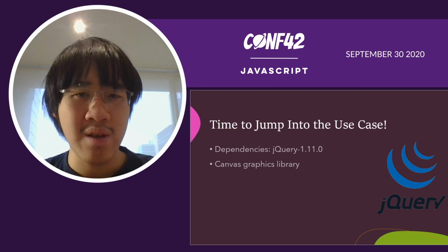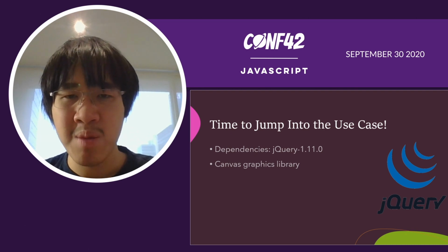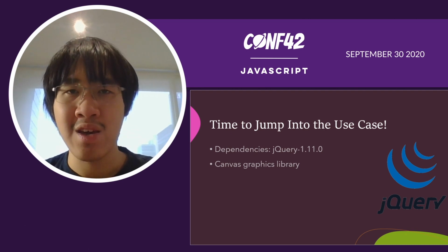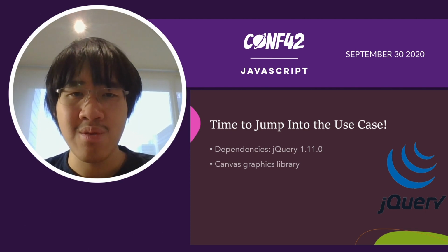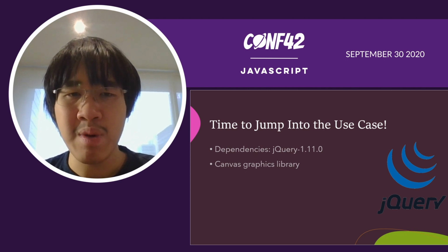As I said before as well, dependencies are definitely okay. You need to strive to use those kinds of implementations in order to make your life easier. As you can see over here, the dependencies I particularly use are jQuery 1.1 as well as the Canvas graphics library.